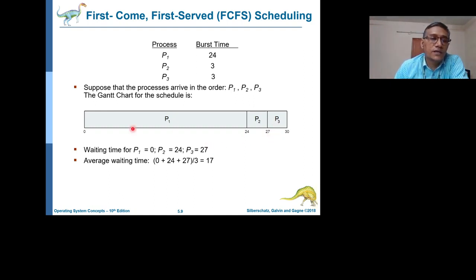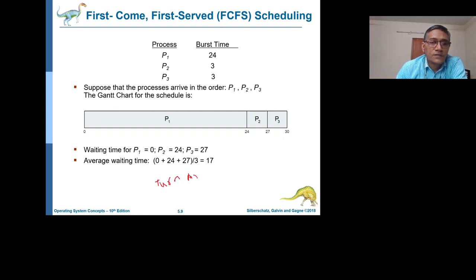So how do we calculate the average waiting time? Add 0 plus 24 plus 27 and divide by the number of processes in the system, which is 17 milliseconds. Now there is another parameter to calculate, which is not available in this slide. It is called the turnaround time. So how do we calculate the turnaround time?